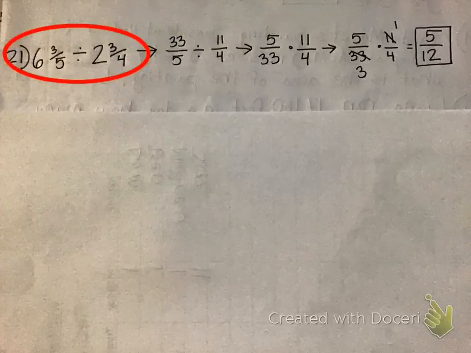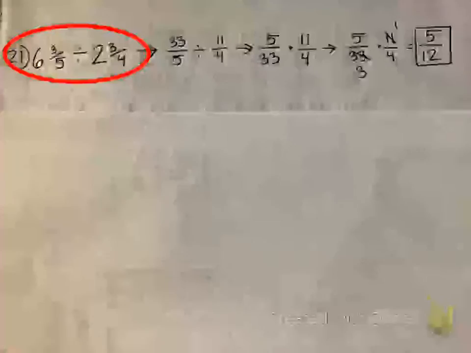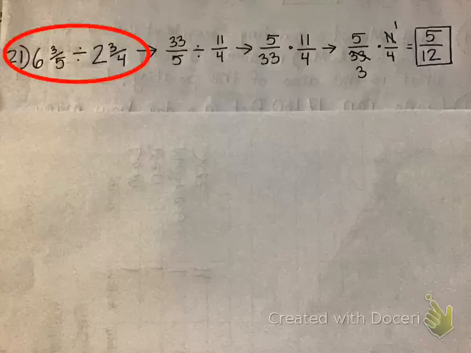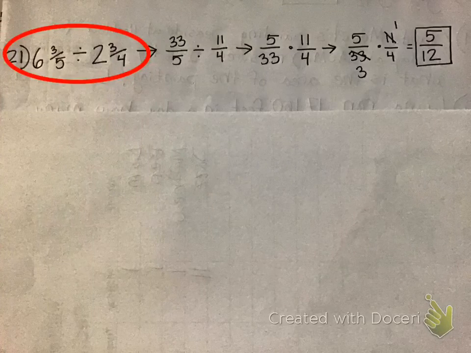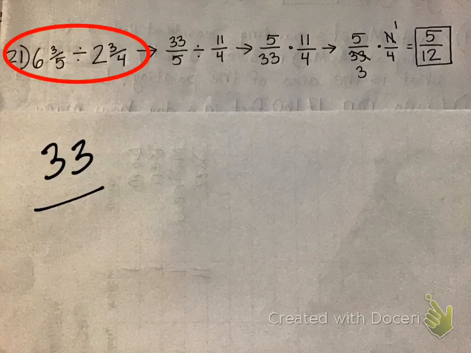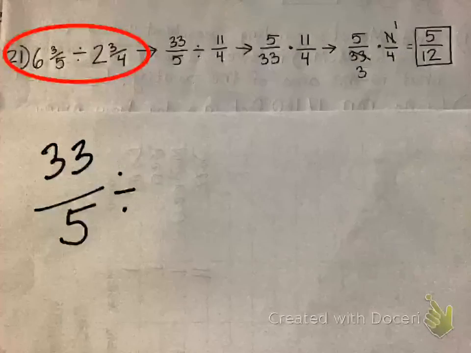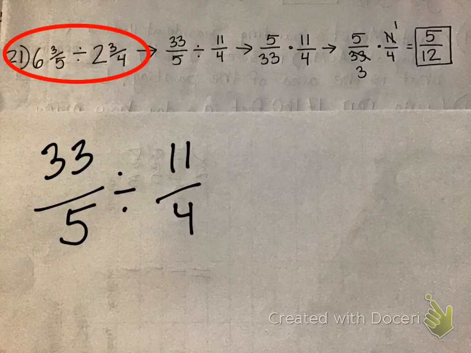made in the problem. So let's go step by step. Marcus, what's the first step I have to do? Make it into an improper fraction. Exactly. So, what is 6 3/5 as an improper fraction, Bree? It's 33/5. Exactly. I'm dividing it. What is 2 3/4 as an improper fraction, Caesar? 11/4. It's what? 11/4. Exactly. But now I have to do my keep, change, flip.